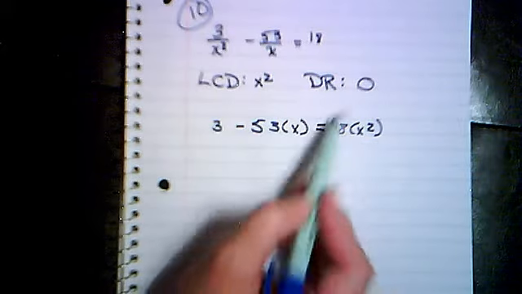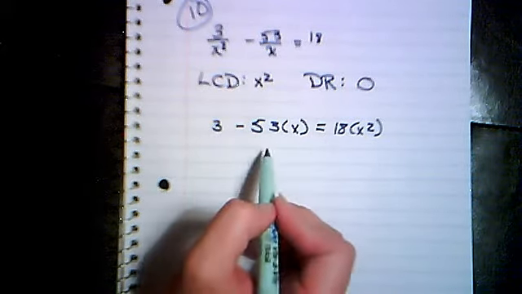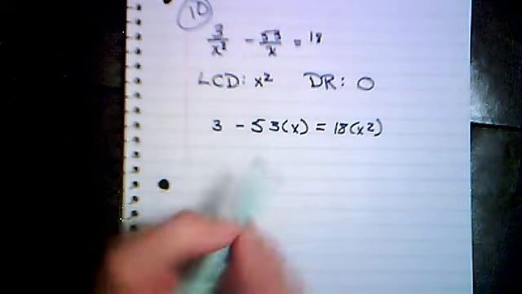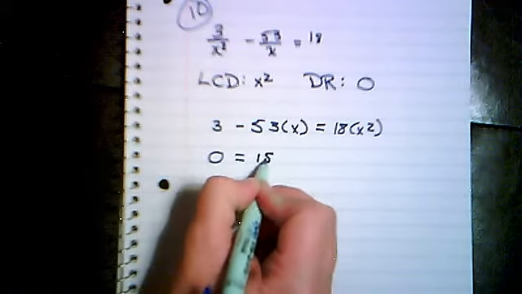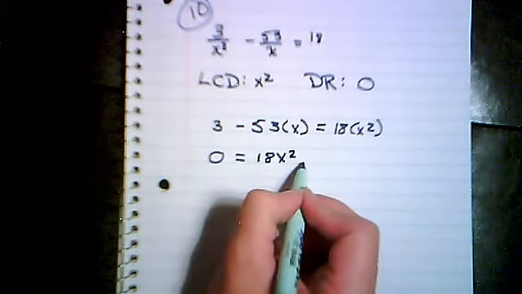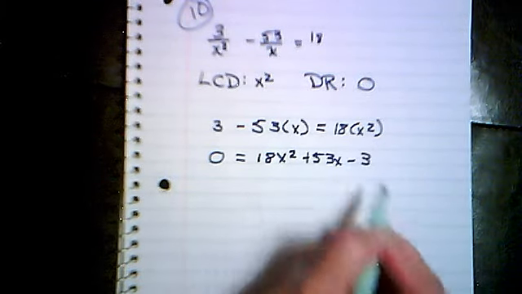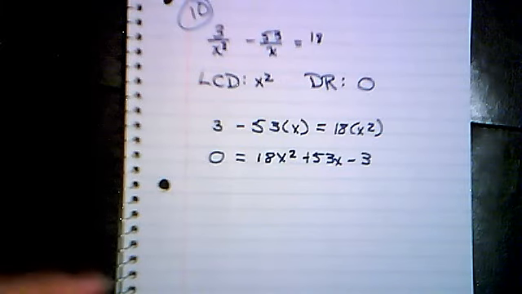So this is now going to be my quadratic term, and I like to move everything to where my quadratic term is positive, which means that my linear term and my constant term need to go to the right-hand side. So 0 is equal to 18x squared plus 53x minus 3. The signs changed because we were switching sides. Now we need to factor this.